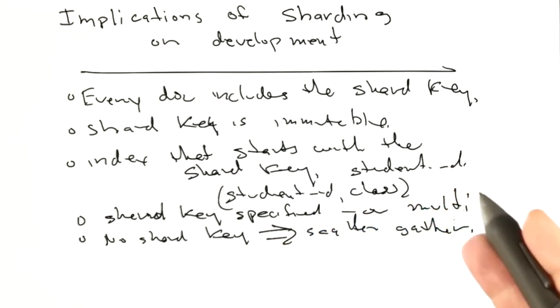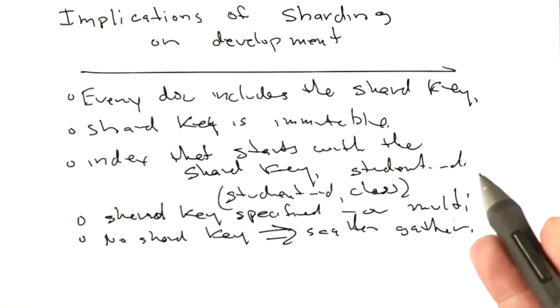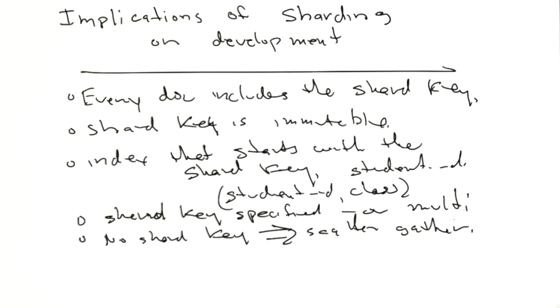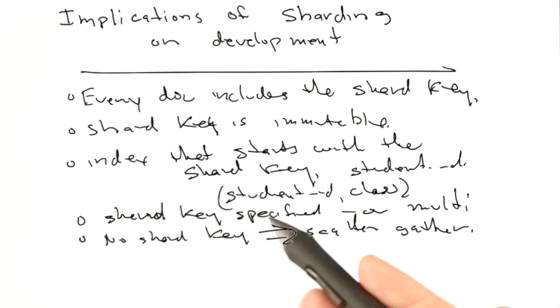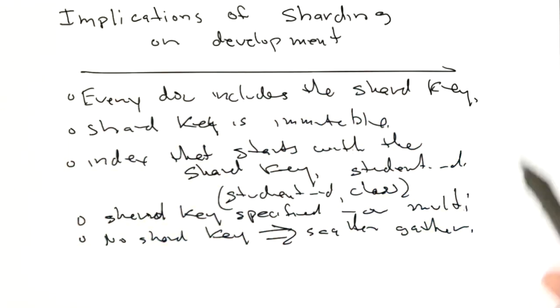So you have to think about it when you're creating the shard key and you're sharding the collection. What is a key that I'm probably going to use in most queries? Because that's the key that I'd really want to have in my shard key. So these are some of the considerations of sharding on development that you need to think about.